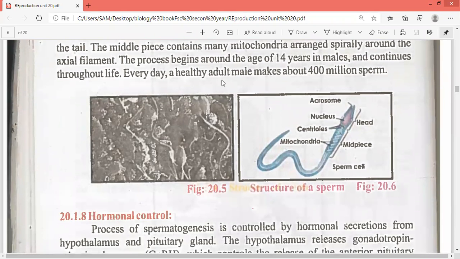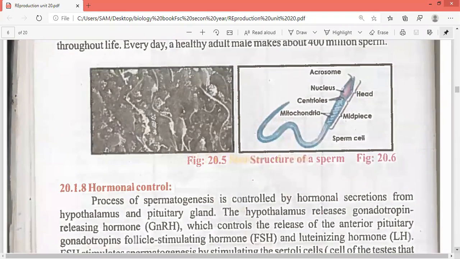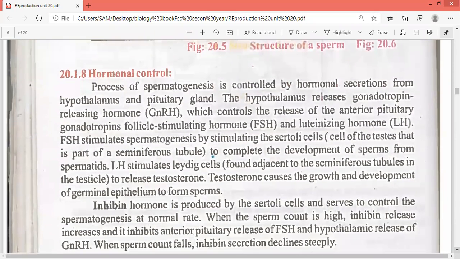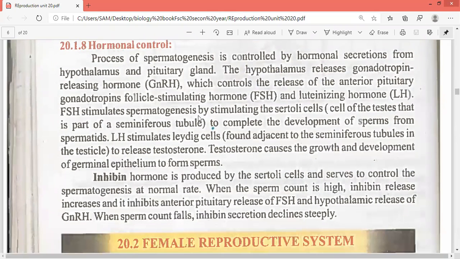Every day, a healthy adult male makes about 400 million sperms. ठीक है? Highlight this point. Hormonal control, that is also a very important point, important topic, important chapter. The process of spermatogenesis is controlled by the hormonal secretion from the hypothalamus and the pituitary gland. Again, the higher brain centers are involved in the process of spermatogenesis.